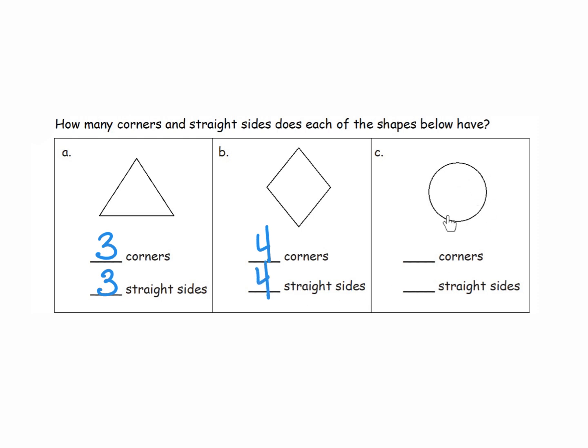Next, we're going to do a circle. Do we see any corners? There are none. No corners in a circle. And then straight sides. There are also no straight sides in a circle.